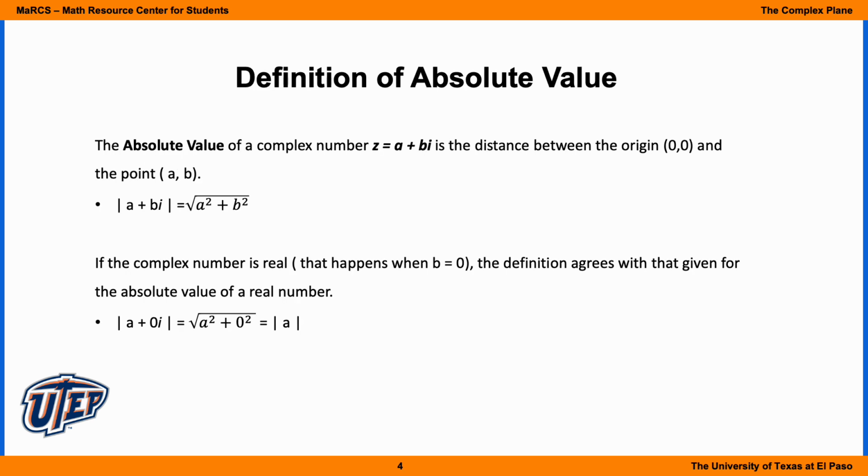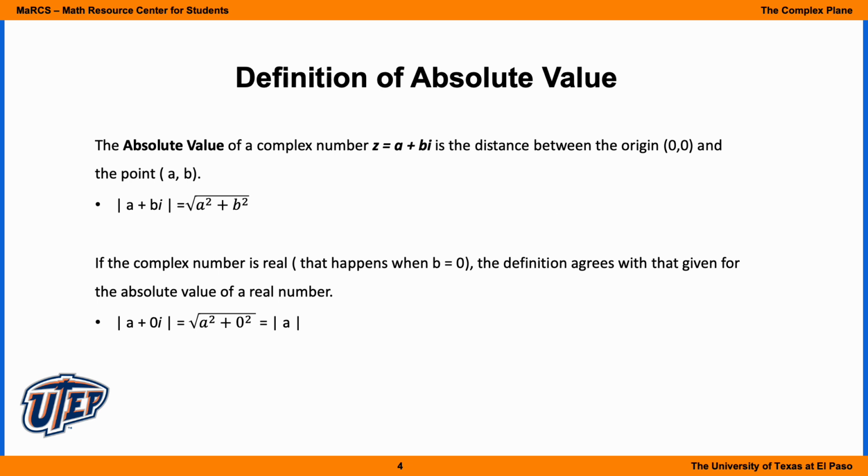So the absolute value of a complex number z equal to a plus bi is the distance between the origin 0, 0 and the point a, b. We said that the horizontal axis was our real axis and the vertical axis was our imaginary axis. So if we're given the point a comma b, where a is the real portion and b is the imaginary portion, then the distance between that point and the origin is given by this formula. We will take the square root of a squared plus b squared, and that is the absolute value.